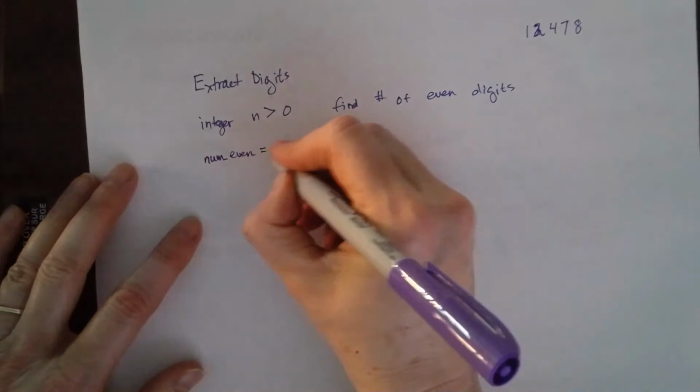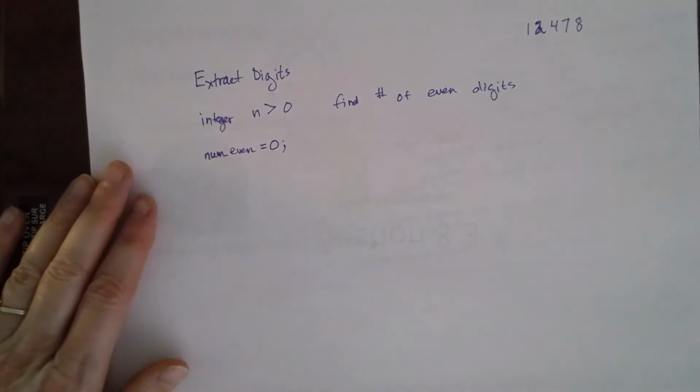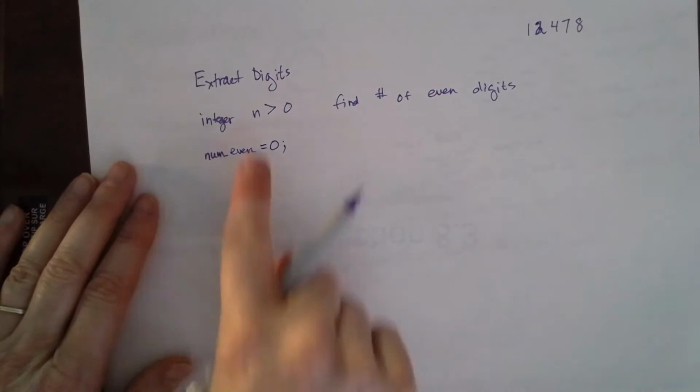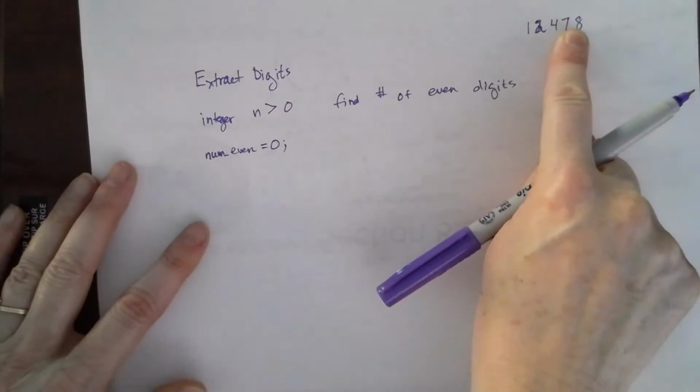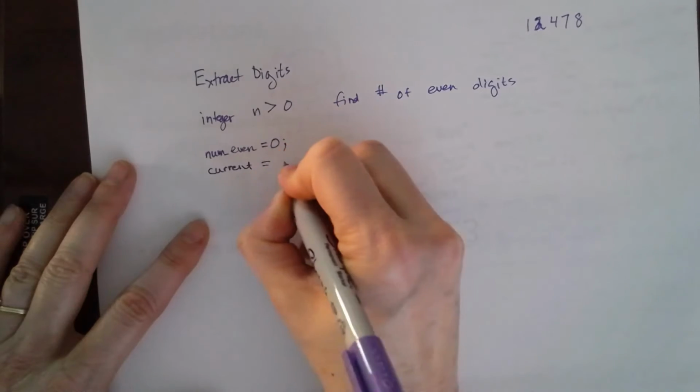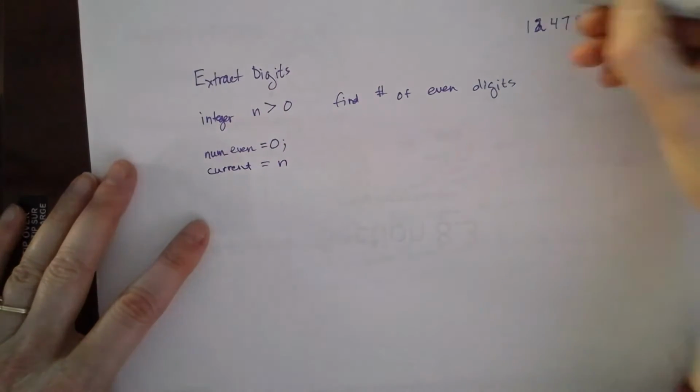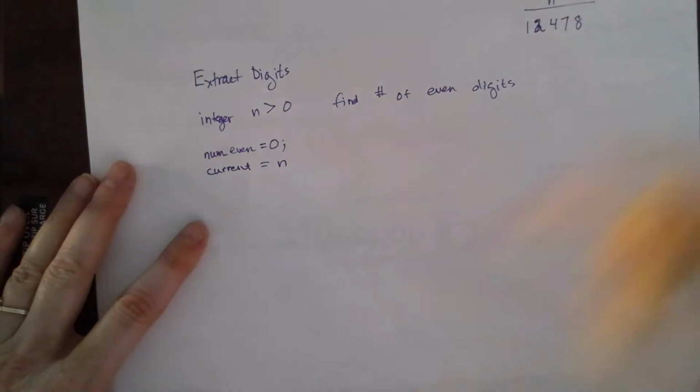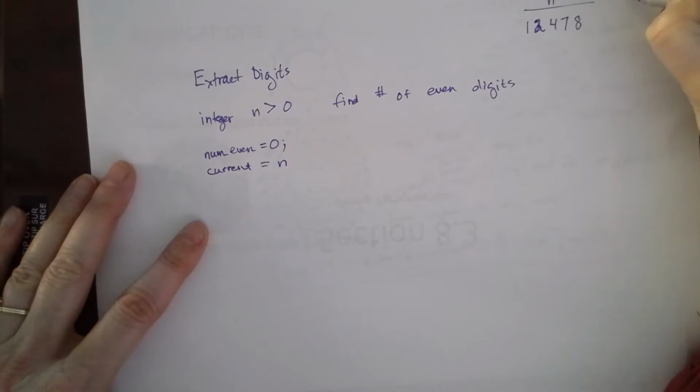Okay, and we'll start that off at 0. And then let's say I don't want to destroy this number. I'll just call this current, and I'm going to start that off at n. So imagine this is my n value right now. And then I have my num even, and I'm going to start that off at 0.